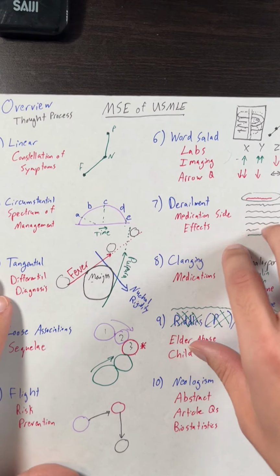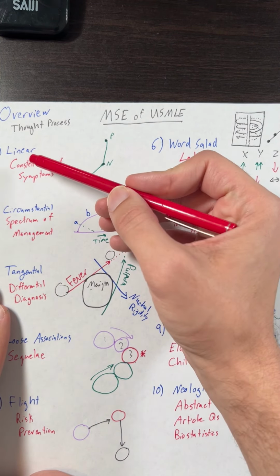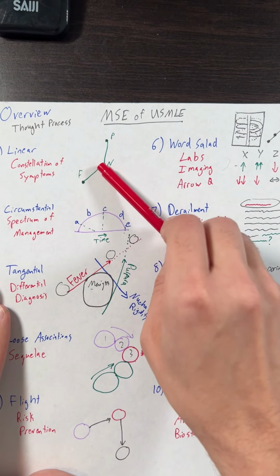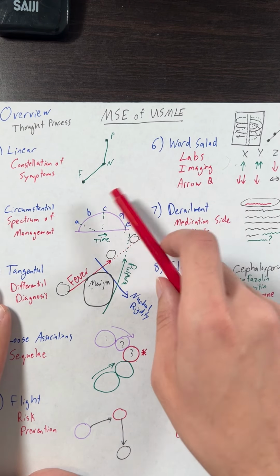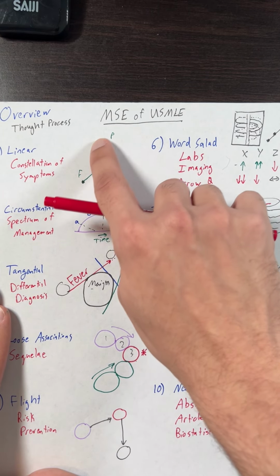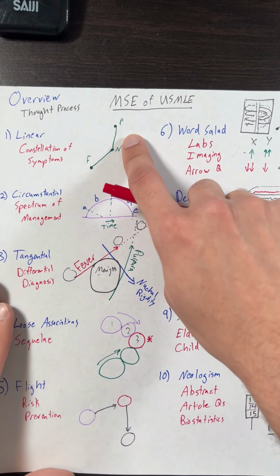But to start off with, we have the linear thought process. And the way I think about this prototypically is the constellation of symptoms. So you have 1, 2, 3 symptoms like fever, nuchal rigidity, and purpura. And question writers will give you these, and they want you to connect these and recognize that, oh, this is the constellation of symptoms that clues you towards meningitis.